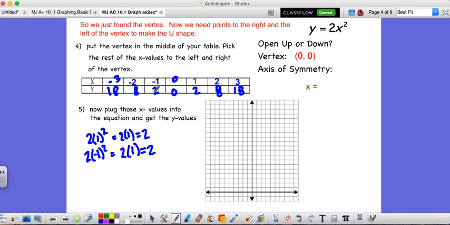The reason these values 2, 8, and 18 are all positive still and not negatives is because when you square a negative 1, you get a positive 1. If you square a negative 2, you get a positive 4. A negative times a negative is a positive.